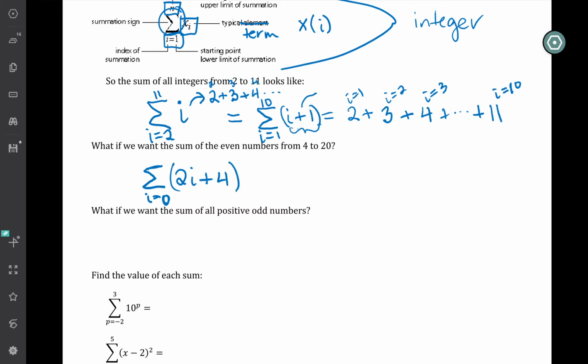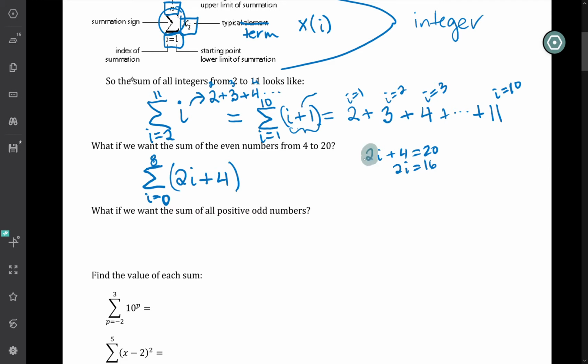If we want our last term to be 20, then we want 2i plus 4 to equal 20, so we need 2i to equal 16, which means our final i value should be 8. And you can always check yourself.